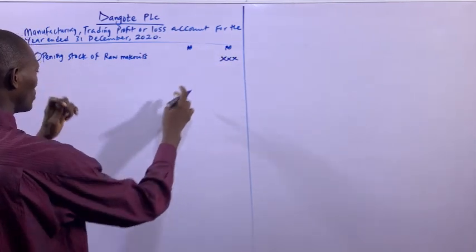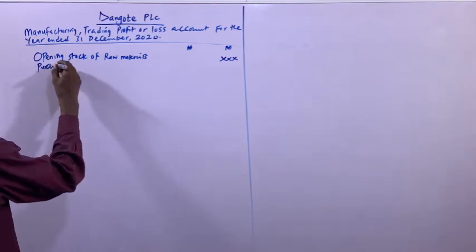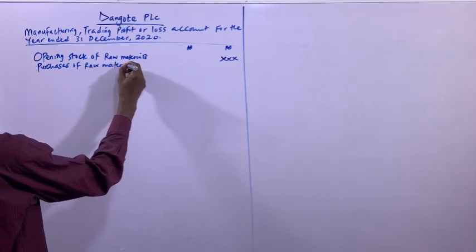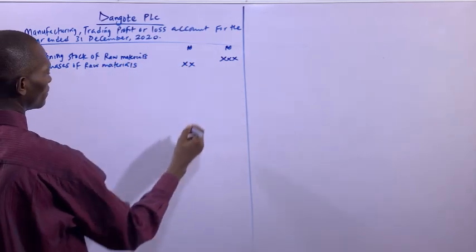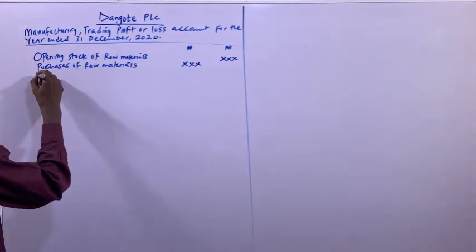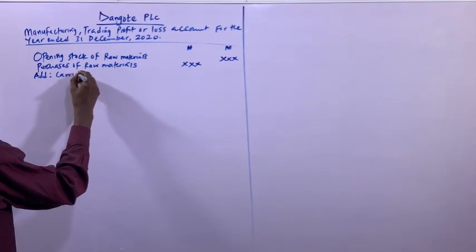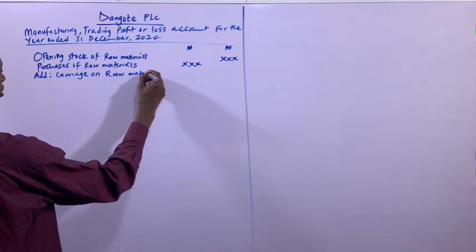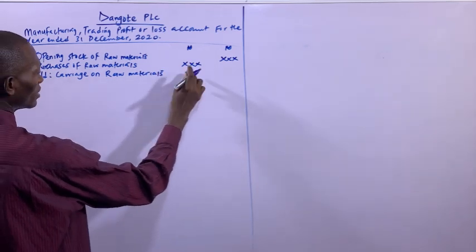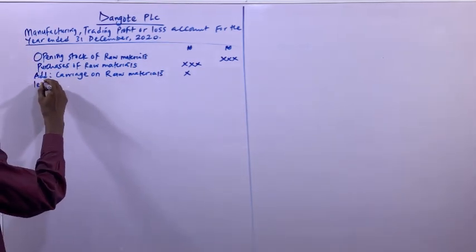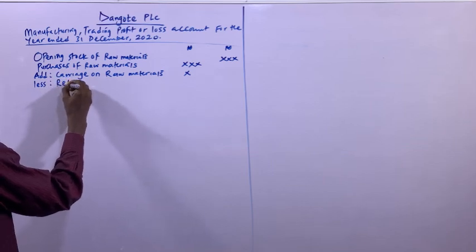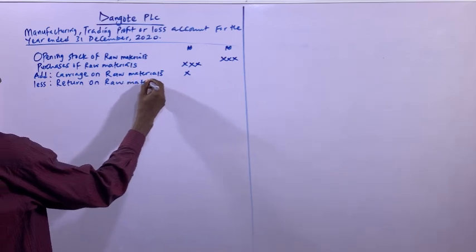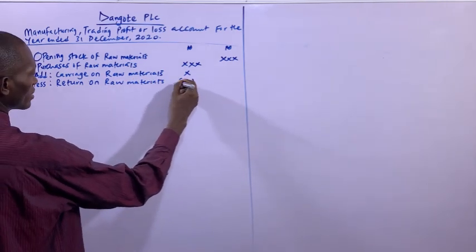Now, second column. Then we have purchases of raw materials. So we put that in the first column. Then we have carriage on raw materials. We add it to our purchases. Then we less return on raw materials. We less that.